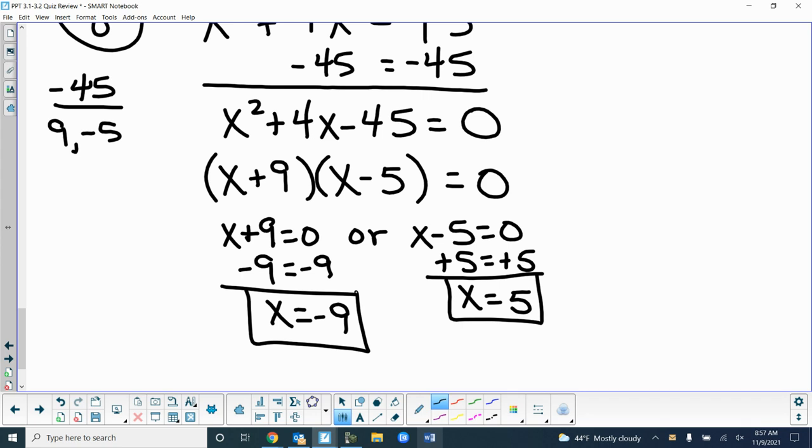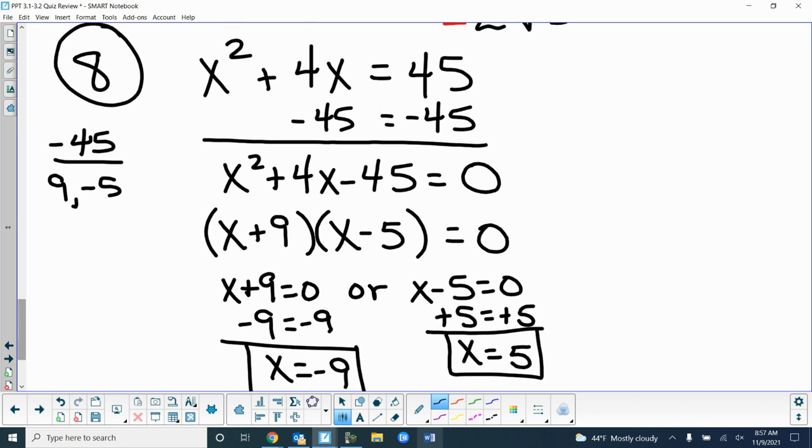Okay, if I go to the original problem, what's negative 9 times negative 9? Positive 81. What's 4 times negative 9? Negative 36. What's 81 minus 36? 45, right? What's 5 squared? 25. What's 4 times 5? 20. What's 25 plus 20? 45. They both work, right? That's what we're doing. We're solving. We're finding what values of x make it a true statement.